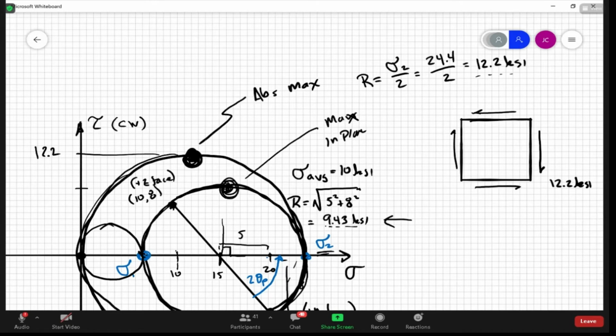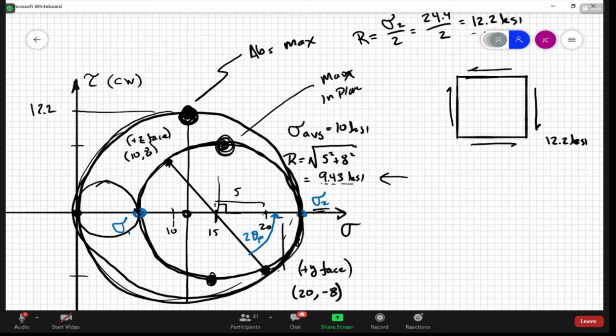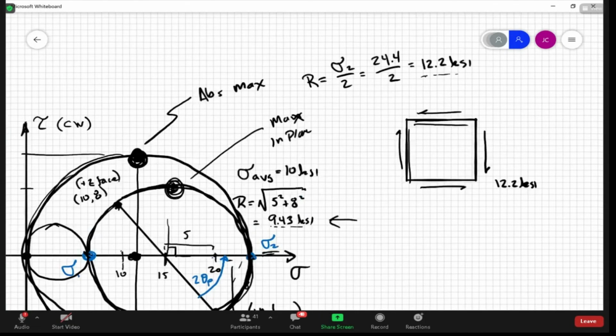All right. And then we also would have the normal stress corresponding to this point. And again, that would be at both points in the max stress, which would be this face and this face. And that value is going to be half of sigma 2 as well. So that's going to be 12.2 KSI. So positive. So we're going to have also this normal stress here of 12.2 KSI. Okay. And that's how you do it.